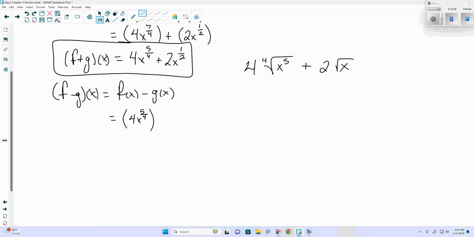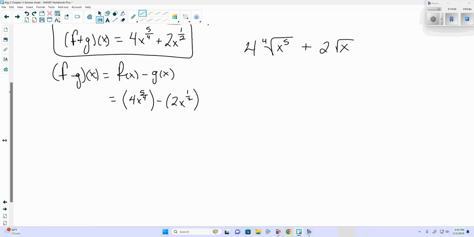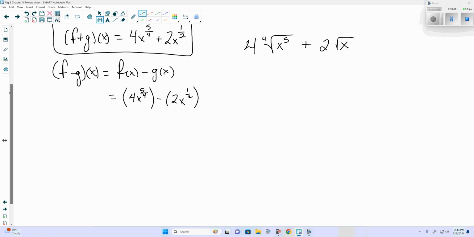F of x minus g of x. So we have 4x to the 5/4 minus 2x to the 1/2. Now our first term is just going to stay 4x to the 5/4. Well, we do have to apply that minus to every part of the second term. Well, that's just questions on how we got to this point here.